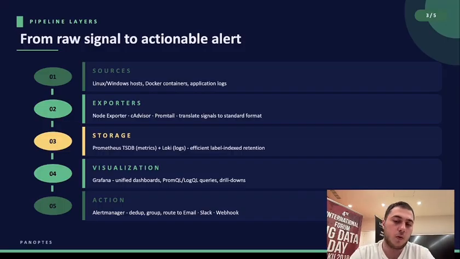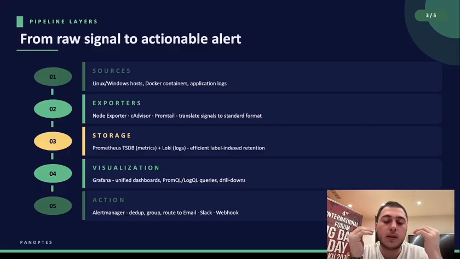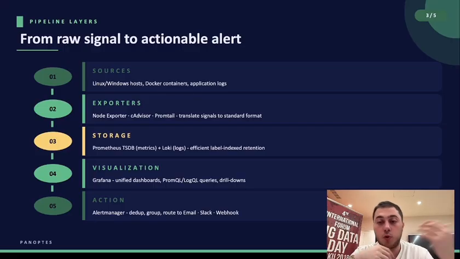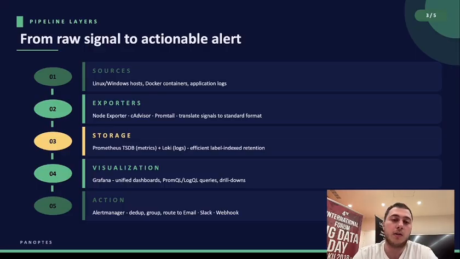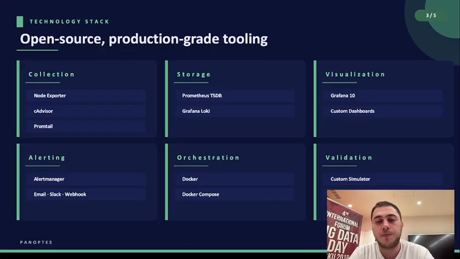Step five is of course the action, and when something goes wrong, Alertmanager fires a notification. It deduplicates the alert so you don't get the same message many times, and it groups the related signals together and routes it to email, maybe Slack or your Telegram bot if you have configured one.